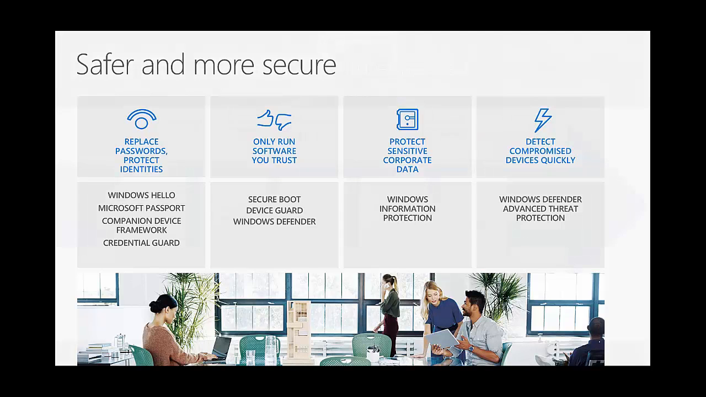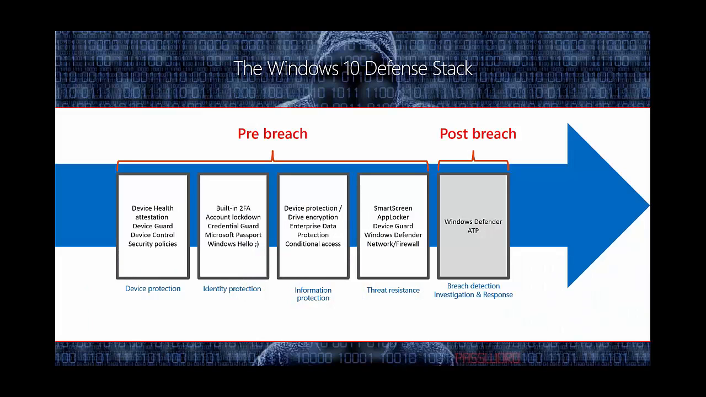Again, it's basically device protection. We talked about Device Guard, Windows Hello, Passport, all those different device controls. You can set security policies on that device. Then identity protection, where, like I mentioned, you have Credential Guard, Microsoft Passport, and Hello again. And then information protection, where you protect the device with drive encryption, you protect the data, and you put conditional access on that data, like I mentioned, and you can remove that data from those devices.